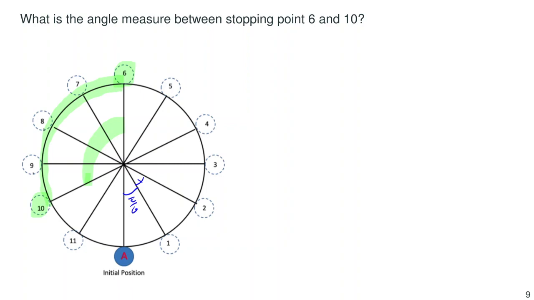We know that each space is pi over 6. So we have 1, 2, 3, 4. So we just do pi over 6 times 4, which is 4 pi over 6, which is 2 pi over 3. So between stopping point 6 and stopping point 10, the angle measure is 2 pi over 3 radians. And also, that means from the initial position to 4 is also 2 pi over 3, since we have 4 equal spaces, which is 4 times pi over 6.